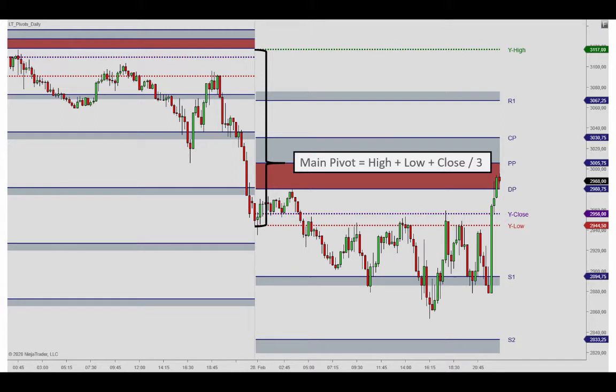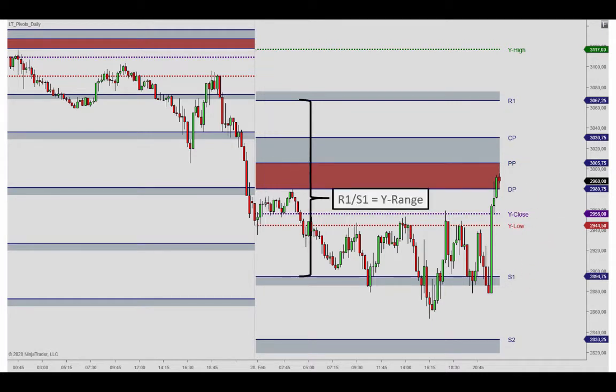The first support and resistance levels are asymmetrical. You see here, this is closer to the pivot than the first support level. For now, just remember that yesterday's trading range is the basis for these levels. The distance here between R1 and S1 equals yesterday's trading range. It's the same. This distance here equals the distance between first support and first resistance.